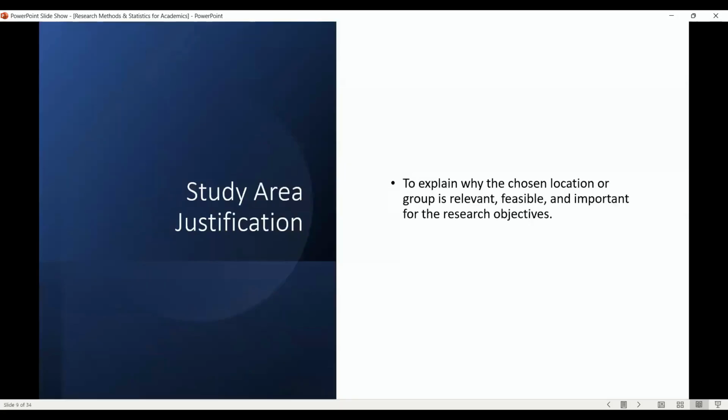And if you are conducting social science, management or commerce research, you will be asked why you're choosing this particular area, the study area justification. For the technical aspect, they will be asking you why this particular algorithm, why not that algorithm, and what kind of algorithm you have changed.